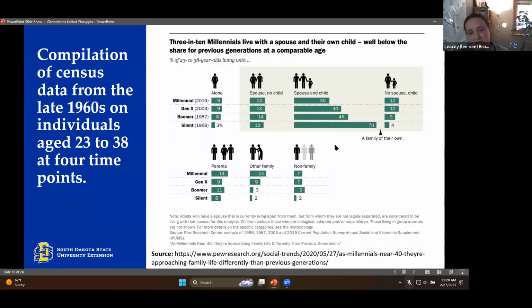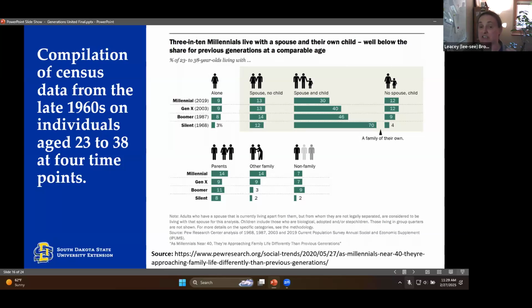I don't know that we can say too much about Gen Z right now, because Gen Z is technically still, some of the Gen Z people are still teenagers. But this graph on the screen shows you a compilation of census data from the 1960s of four generations. The question was asked of each generation when they were 23 to 38 years old. So in 1968, when the Silent Generation was 23 to 38, 70% of them were living with a spouse and a child. Fast forward to 1987, when the boomers are 23 to 38, 46% are living with a spouse and child. Then Gen X in 2003, 40% of them were living with a spouse and a child.